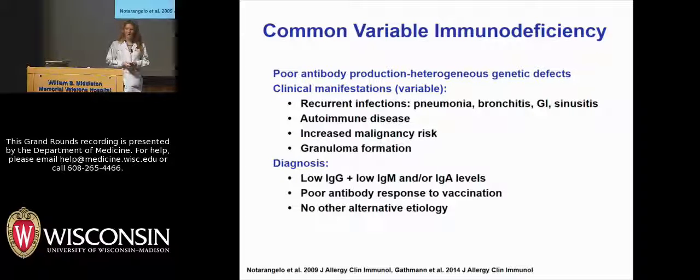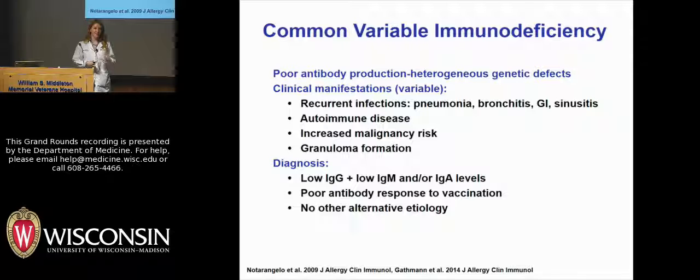How is this condition diagnosed? It's diagnosed with low antibodies, low IgG is needed, and then either low IgM or low IgA. And sometimes it can be both. In addition, they need to show that they do not mount an appropriate antibody response. And this is generally done with vaccination to pneumococcus and measurement of antibodies after. They also have no underlying etiology for their hypogammaglobulinemia.